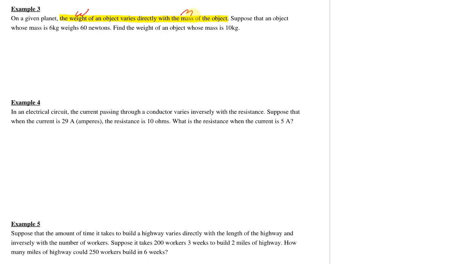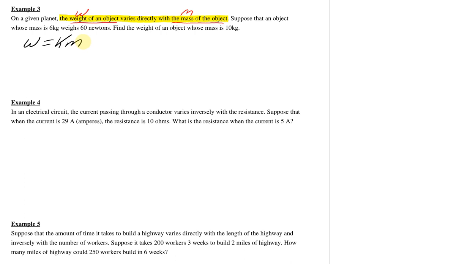So I could review this. The weight of an object, so W, varies directly with the mass of an object, so M. This gets set up in the exact same way, but now you just have to keep track of what things mean. To vary directly means W equals KM.